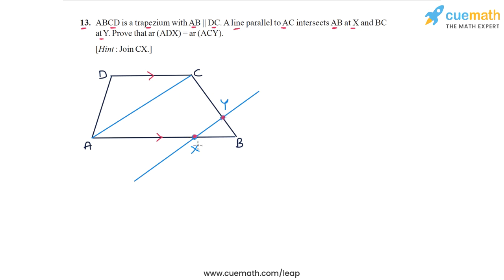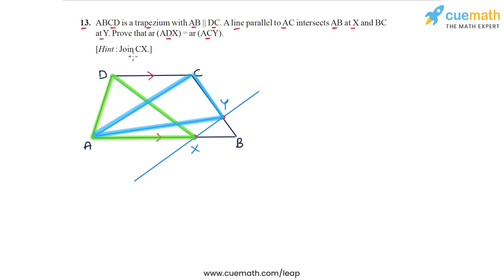and BC at Y. We have to prove that the area of triangle ADX is equal to the area of triangle ACY. So to draw these triangles, we will have to join AY and DX. So triangle ADX is this triangle ADX. We have to show that its area is equal to the area of triangle ACY, and ACY is this triangle that I've highlighted in blue. So the problem is to show that the areas of these two triangles are equal.